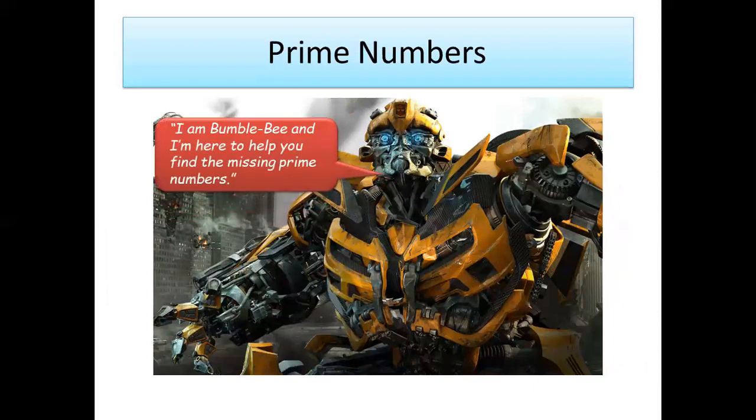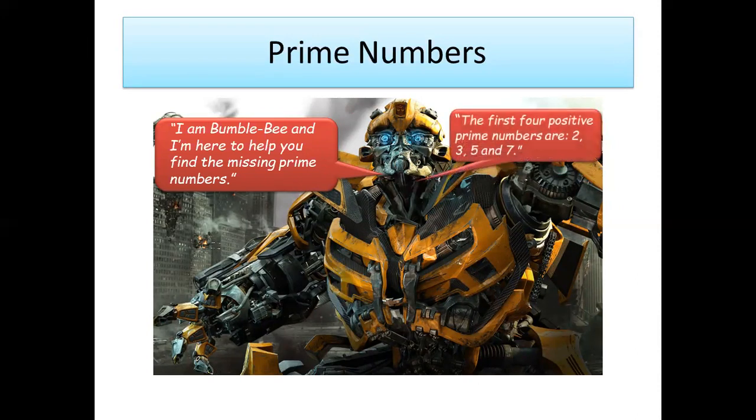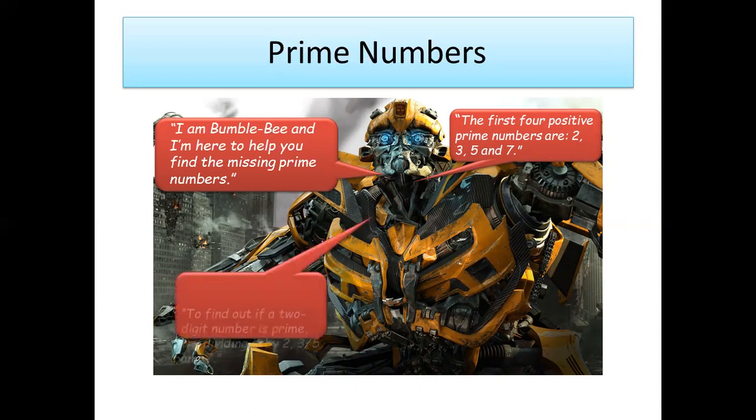Okay, I'm Bumblebee and I'm here to help you find the missing prime numbers. First of all, the first four positive prime numbers are 2, 3, 5, and 7. No, they are not all positive. We only have 2 as an even number. 3, 5, 7 are odd numbers.